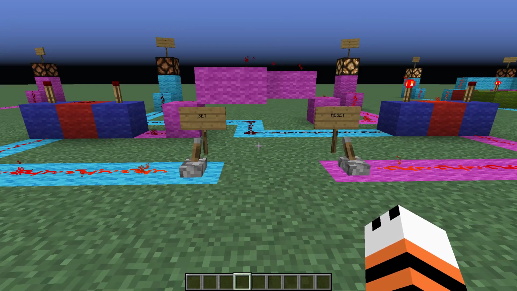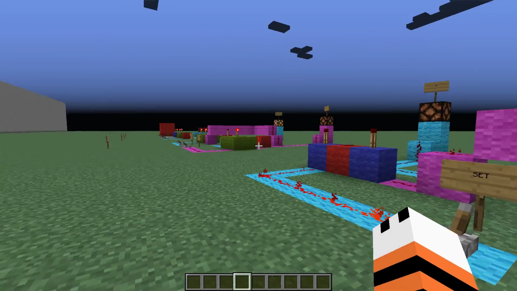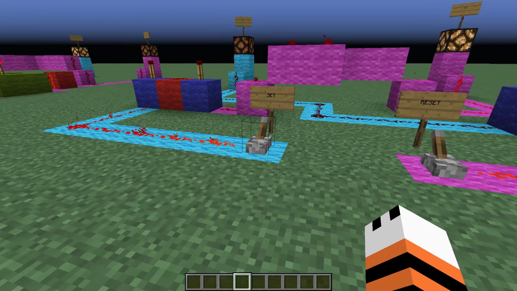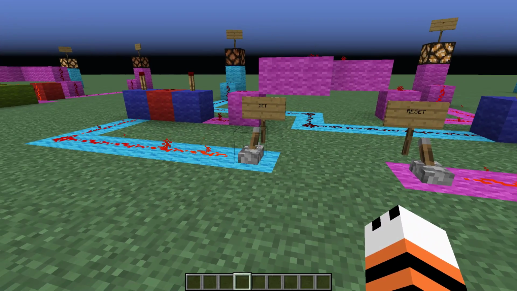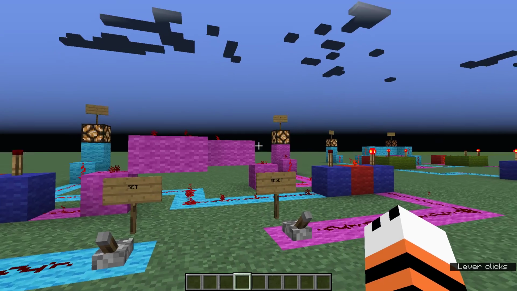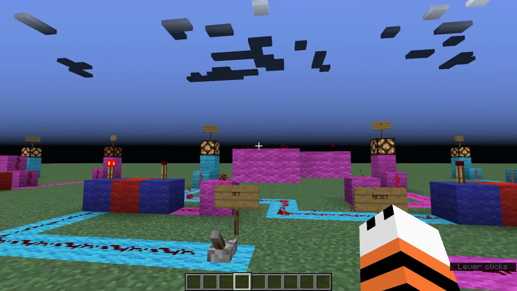This one also has a glitch, just like the other one does, but instead of both inputs being on, which you can see right here, when both of these inputs are off, then both of these outputs will be on.